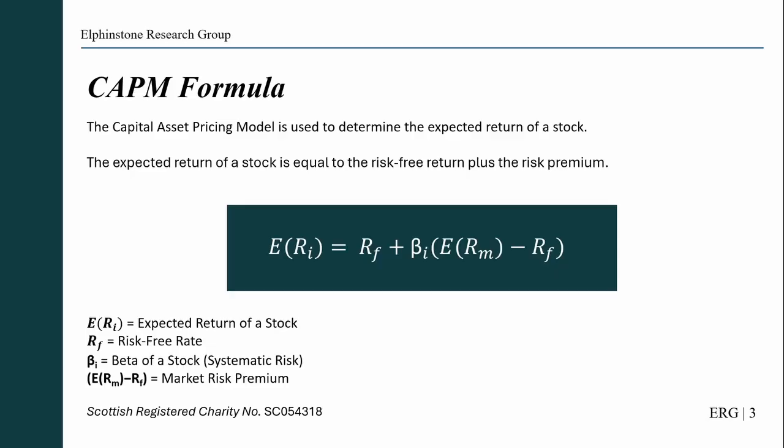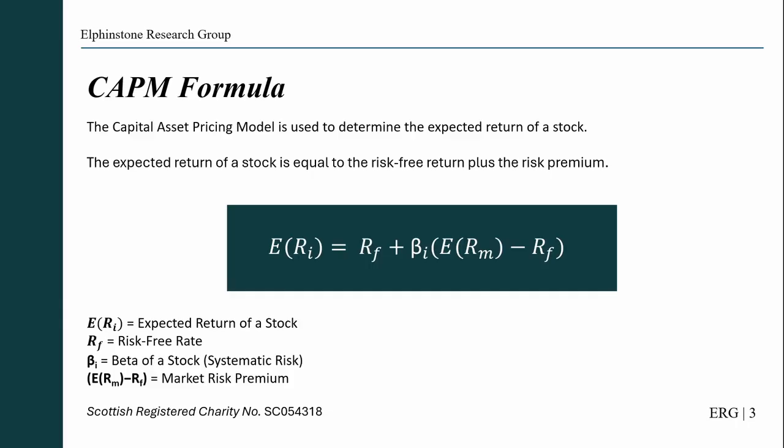The capital asset pricing model has three components: the risk-free rate, the beta of the stock, and the market risk premium, which is captured within the brackets. And so the expected return is equal to the risk-free rate plus systematic risk, which is represented by beta, relative to the market risk premium.